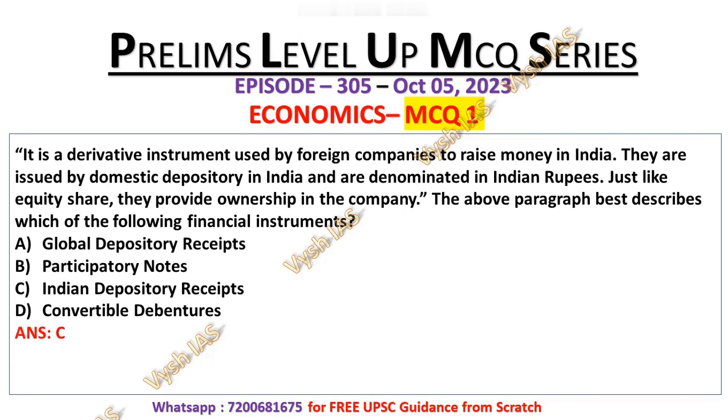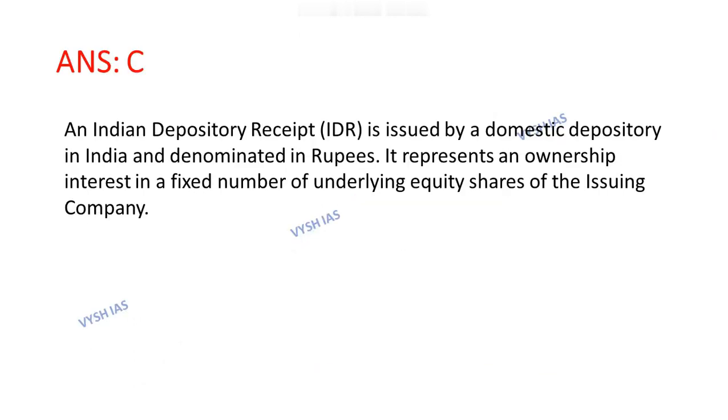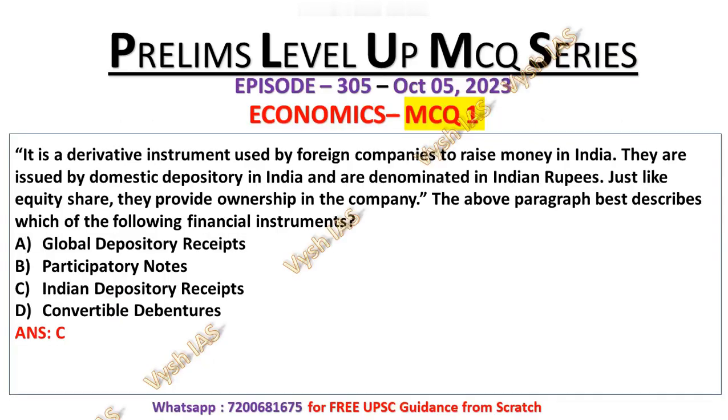So its correct answer will be option number C, that is Indian Depository Receipt. And the explanation of this topic, that is Indian Depository Receipt, is somehow mentioned in the question itself. But I will explain it in little bit. That is, an Indian Depository Receipt is issued by a domestic depository in India and denominated in rupees. It represents an ownership interest in a fixed number of underlying equity shares of the issuing company, which is already mentioned in a different language in the question itself. So you can also make notes from the question.